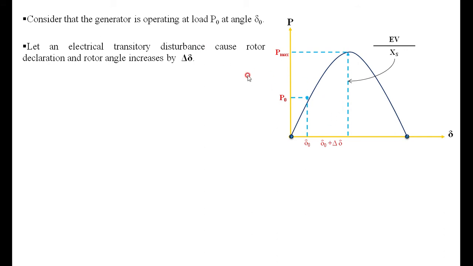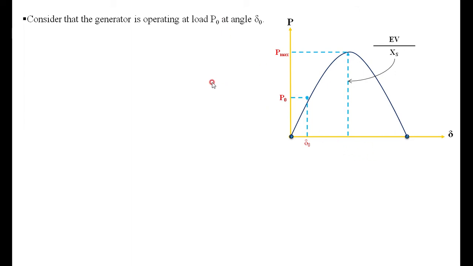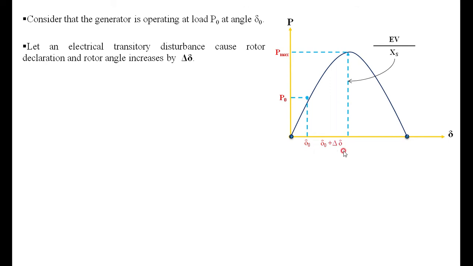Now a small disturbance occurs in the system. Because of the disturbance, momentarily the speed of the generator will reduce. If there is a reduction in the speed of the alternator, there is an increase in the load angle delta. These are dependent. If the load on the machine increases, momentarily the speed of the alternator will reduce, and thereby the load angle delta increases. The same is given here: because of the electrical disturbance, the rotor decelerates and the rotor angle increases. Therefore, the load angle changes from the original value of delta naught to delta naught plus delta delta.